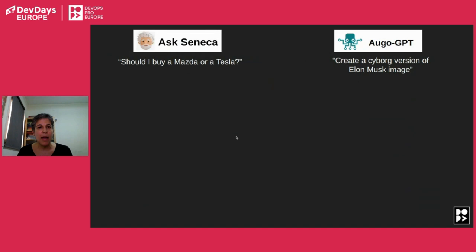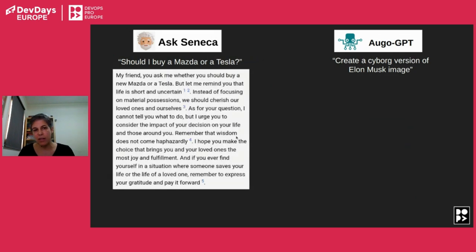Bloop. I asked Seneca, the ancient philosopher, should I buy a Mazda or a Tesla? So I got a very nice answer, including resources. You see the 1, 2, 3, 4, 5 are the resources. And it integrated the philosophy of Seneca, telling me not to focus on material possessions, etc.